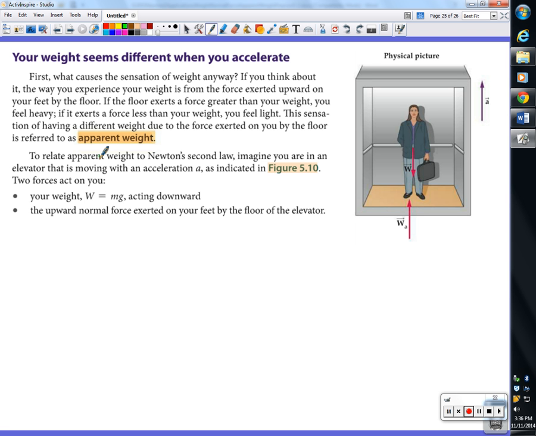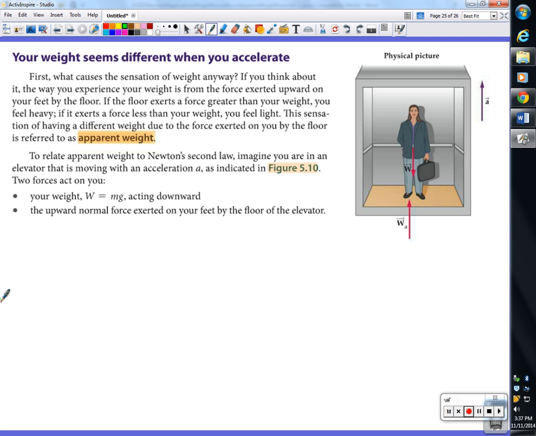What we have to do then is modify the normal force in order to either overcome the weight of an object or reduce the normal force, which makes the downward weight force greater than the upward force, so we can cause acceleration in different directions. This changing of the normal force is what we refer to as apparent weight.